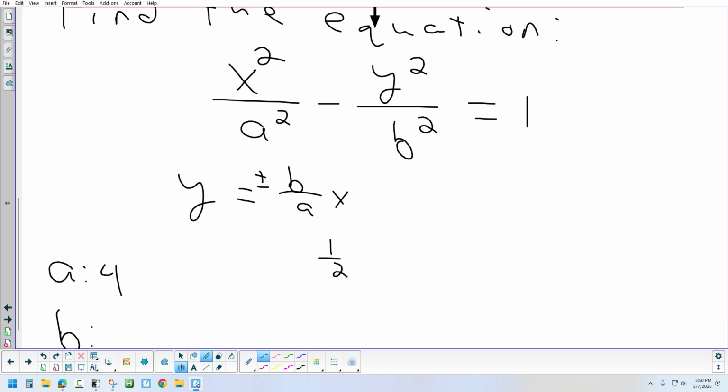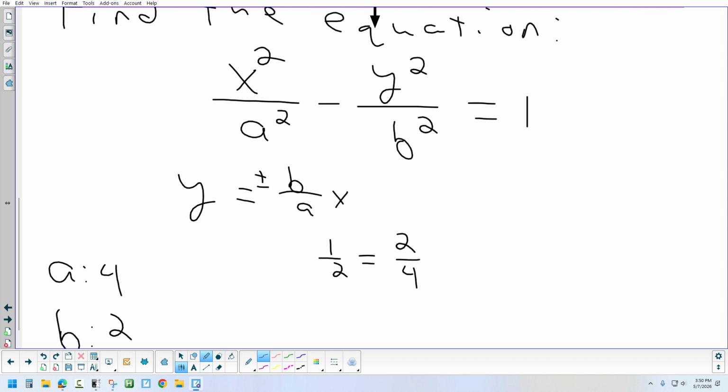But what do we know about the a value? The a value is 4. So this slope that we have, 1 over 2, is a reduced version of the a and the b. So b would have to be 2.